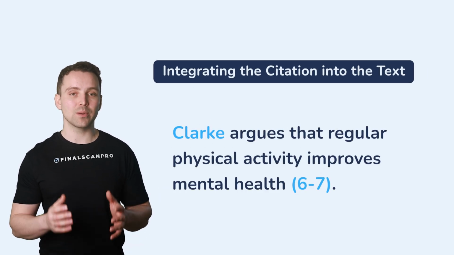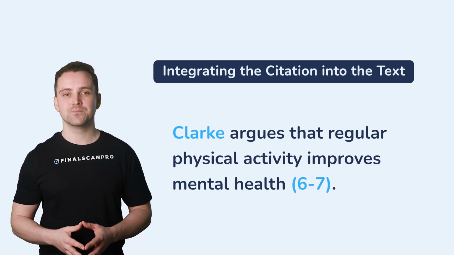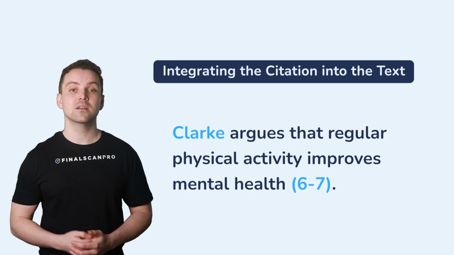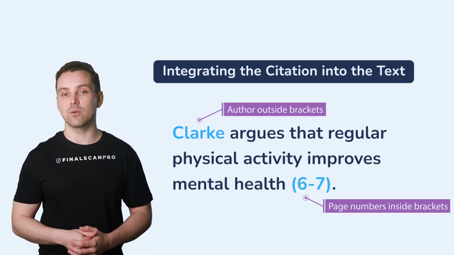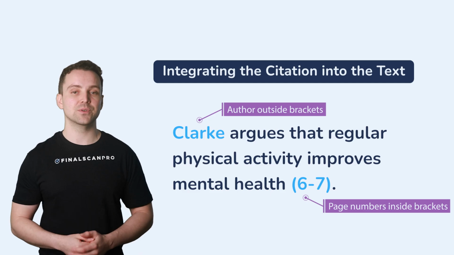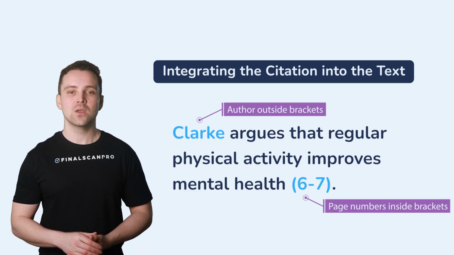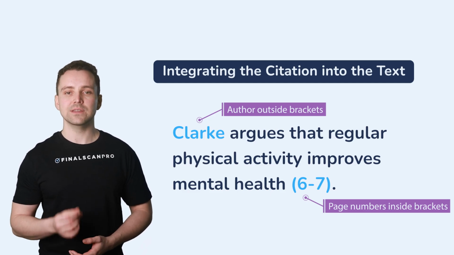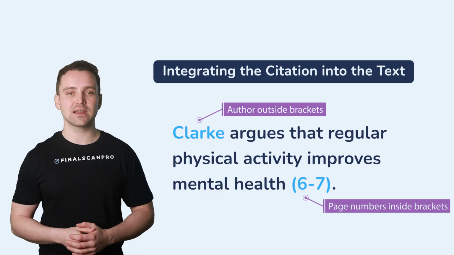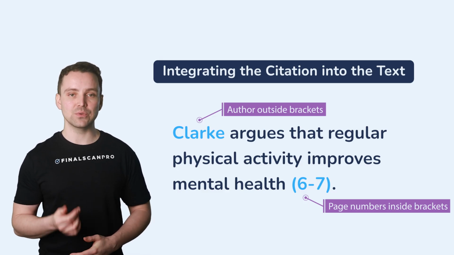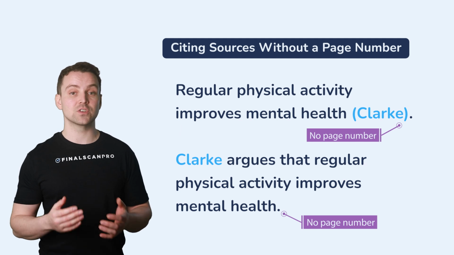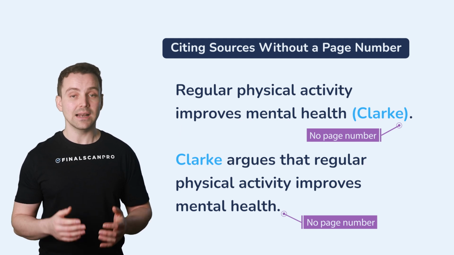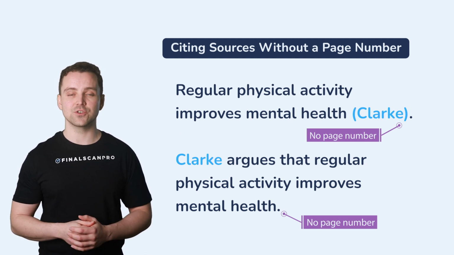Another option is to blend the citation into text. For example, you might say, Clark argues that regular physical activity improves mental health, and then add the page numbers in brackets at the end. When you use this format, the author's name stays outside the brackets, and only the page numbers go inside. If you don't know the page number, or if the source doesn't include page numbers, you can leave the page number out of the citation.